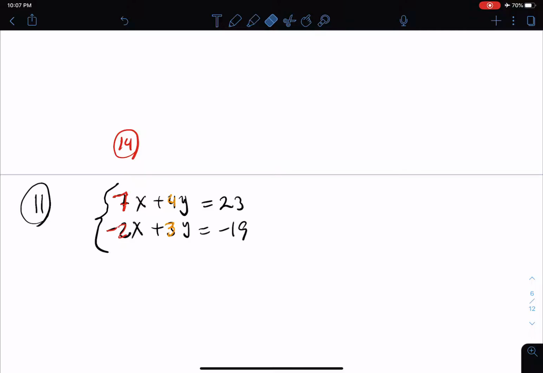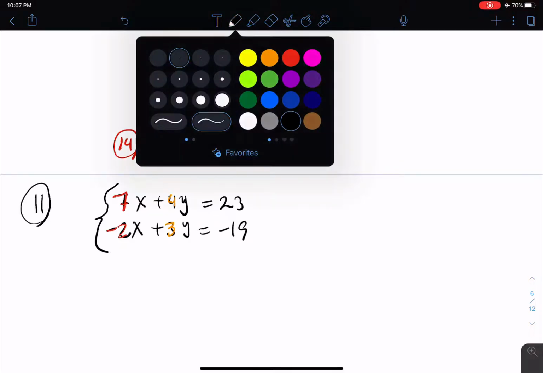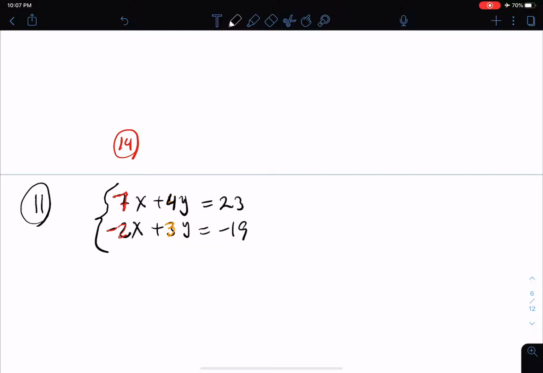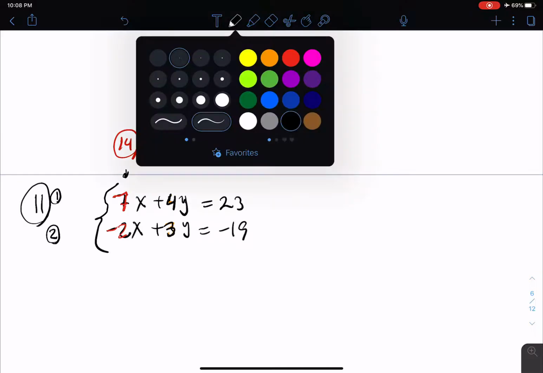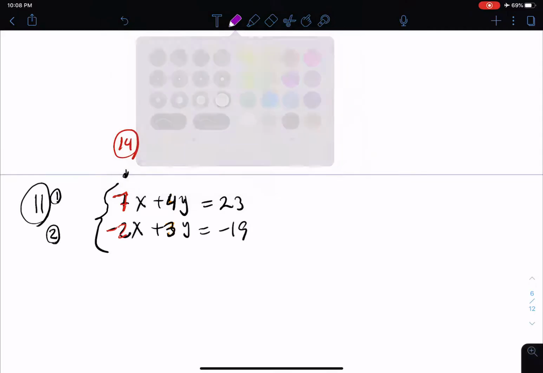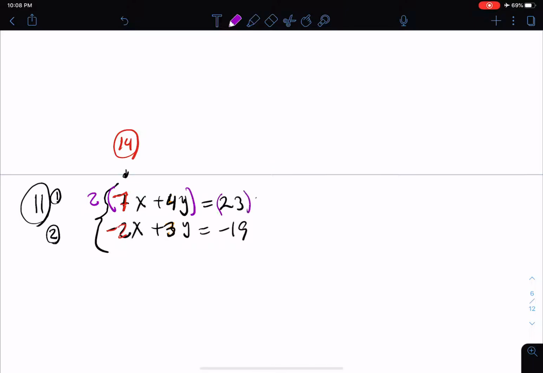Okay, so let's just go with our first option, which was let's go ahead and eliminate our x's, which just basically means I want to figure out what makes a target number of 14. So the question is, what do I multiply equation number 1 by? I'll call that 1 and this one's 2. To make this leading 7 in red a +14, I'm going to need to multiply this top equation by 2. Why 2? Because 2 times 7 is 14. Now make sure you do both sides.